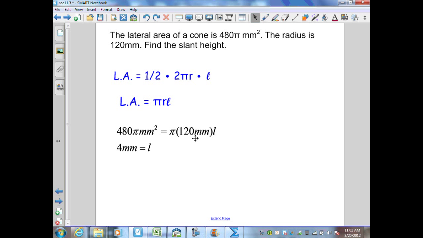When I divide both sides by 120 pi millimeters, I'm going to get 480 divided by 120, which is 4. Pi over pi cancels out. Millimeter squared divided by millimeters gives me millimeters. So my slant height is 4 millimeters.